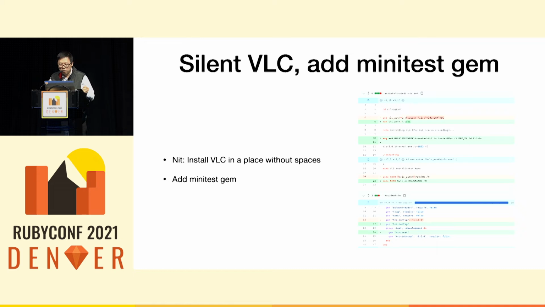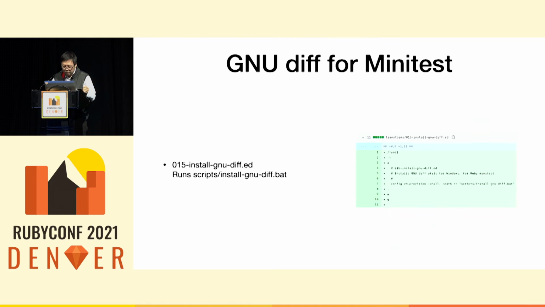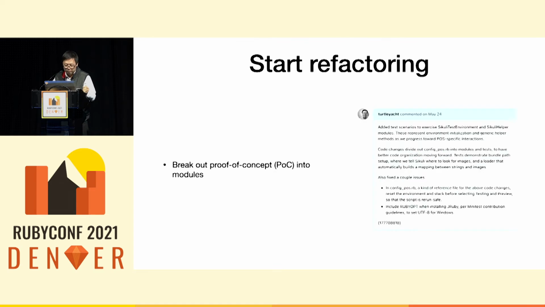We add the Minitest gem in the gem file, and a minor nitpick to use a no spaces install directory for VLC, and a bit of research to tell VLC to use a new install directory. And here's the .ed script to set up the install. Next, we'll refactor to modules and tests.